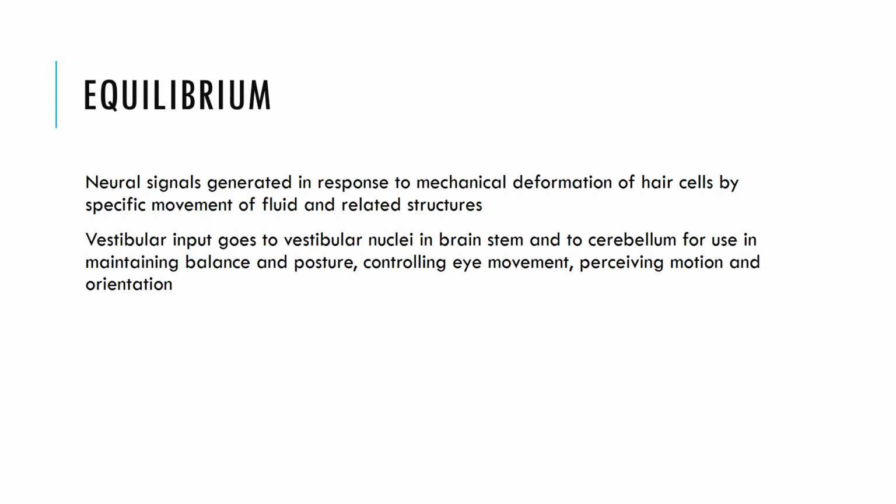This gives rise to the vestibular nuclei in the brainstem, where we'll have the convergence of the vestibulocochlear nerve, and then also to the cerebrum for use in maintaining our balance and posture, also in controlling eye movement and perceiving motion and orientation.